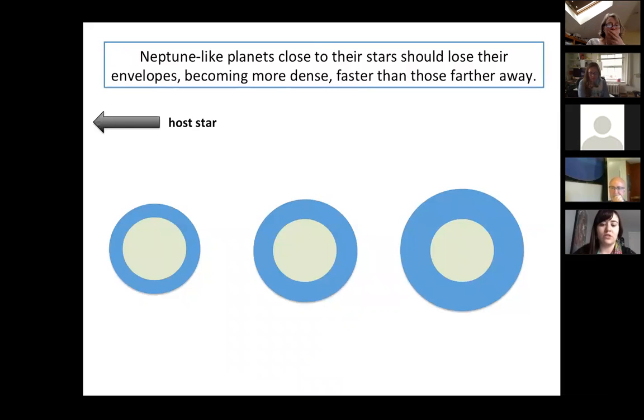And that's how we actually get a grasp on whether these things have an envelope or not, is its density. Because if it has the envelope there, then there's some extra gas on top of the solid to fluff up the planet a little bit and to actually make it less dense. But if this thing is pure rock, it's just going to be really dense.